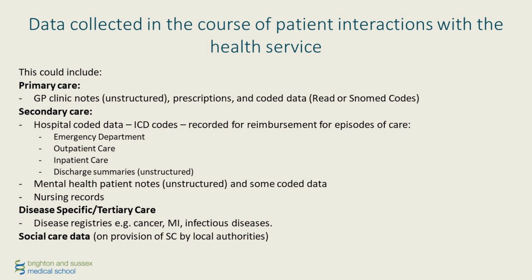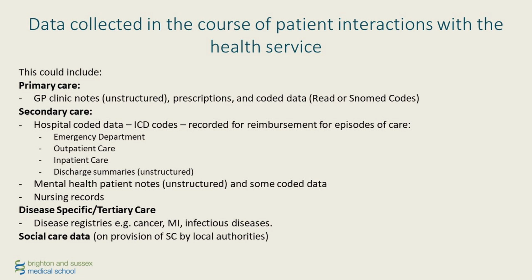Then in secondary care, which is generally hospital data, mental health care, and some nursing, we can get data from episodes of care that happen in the emergency department, the outpatient departments, or from inpatient stays, and also some discharge summaries. You can see in this slide I keep putting unstructured, and that means that some data that gets recorded about patients is just in the form of plain English language written notes. They're treated quite differently from coded data, and I'll come on to explain codes in just a second.